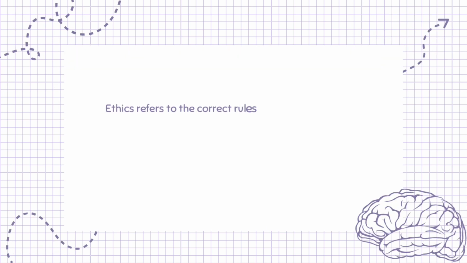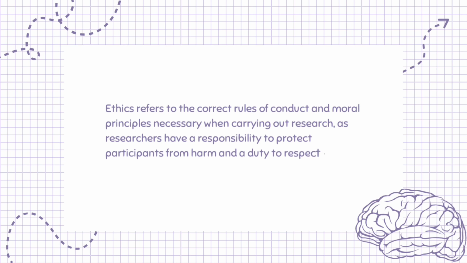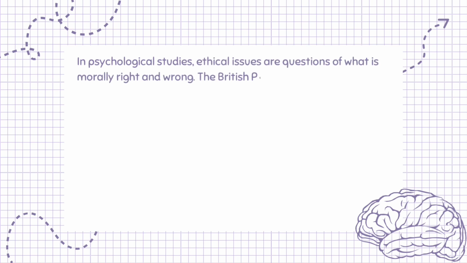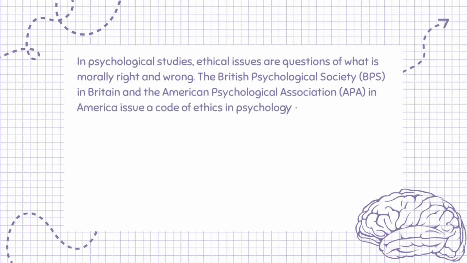Ethics refers to the correct rules of conduct and moral principles necessary when carrying out research, as researchers have a responsibility to protect participants from harm and a duty to respect their rights and dignity. In psychological studies, ethical issues are questions of what is morally right and wrong. The British Psychological Society, BPS, in Britain and the American Psychological Association, APA, in America issue a code of ethics in psychology that provides ethical guidelines for conducting research.